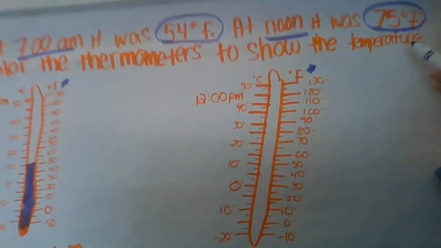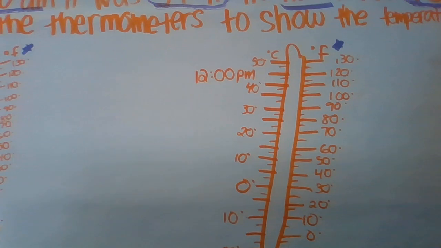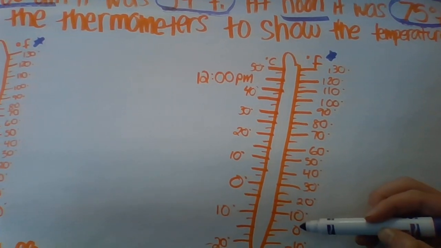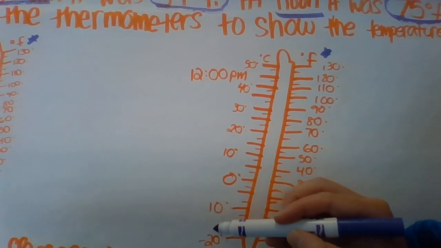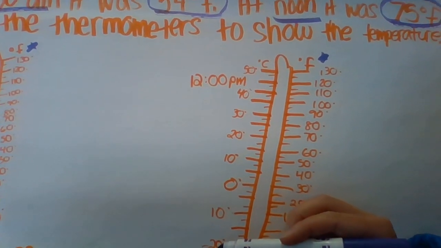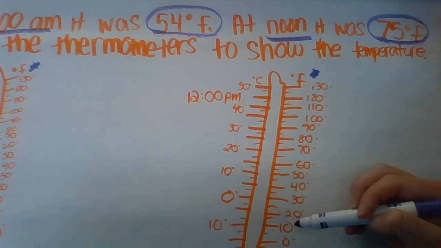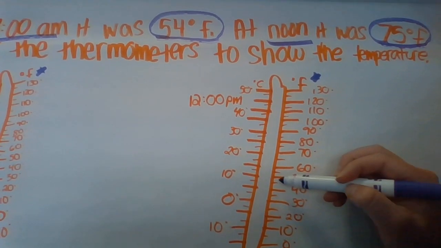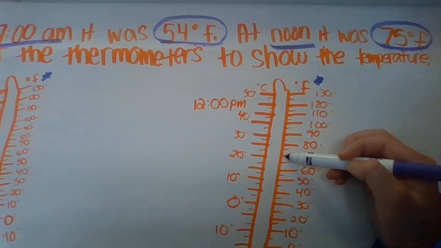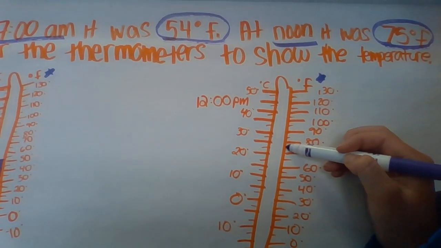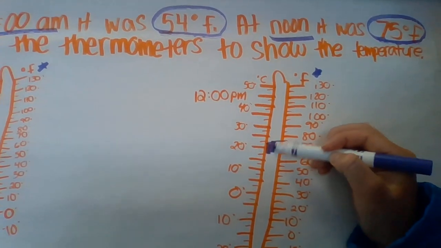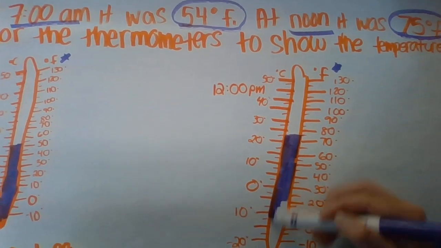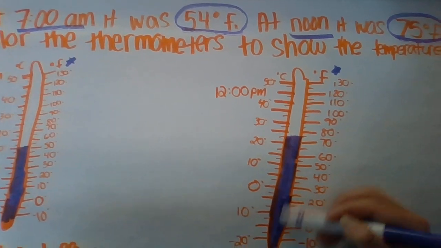At noon, it's 75 degrees Fahrenheit. So again, I'm only going to look at the Fahrenheit side of the thermometer. I'm going to ignore Celsius. And I'm going to see if I can find 75. This one is also going up in intervals of 10 with midpoints of 5. So I here see 70 and 80. That means the midpoint must be 75. And I'm going to draw a line across and then color it in all the way down.